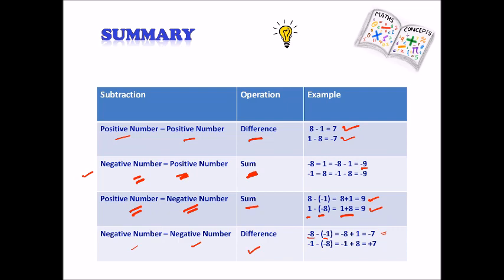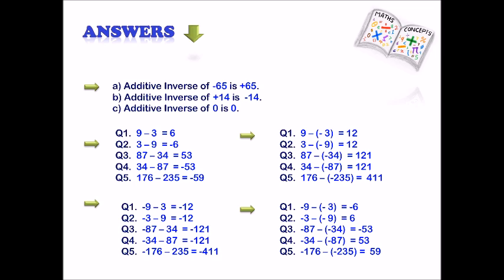-1 is bigger than -8, so answer is going to be negative. We've converted to addition problem. -8 plus 1, minus minus becomes plus, and this gives us -7 as answer. In second case we are subtracting smaller number from bigger number. Answer is positive. All right, here are answers to all the examples, all exercises, questions covered in this video.